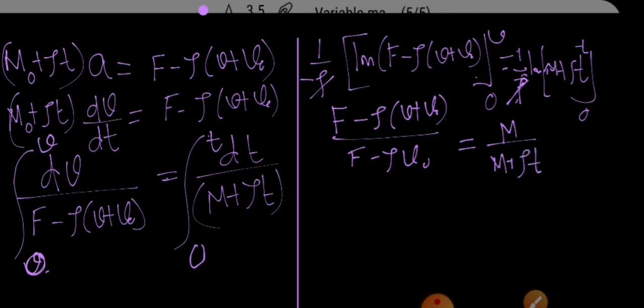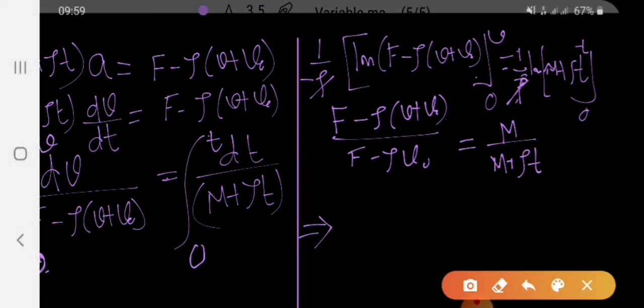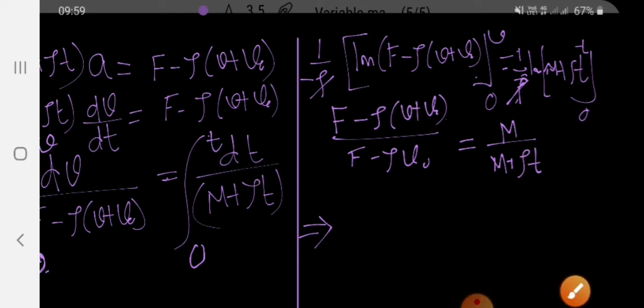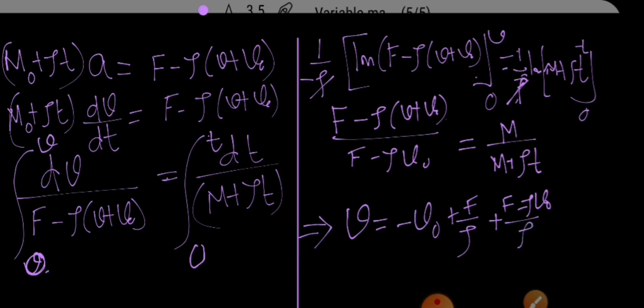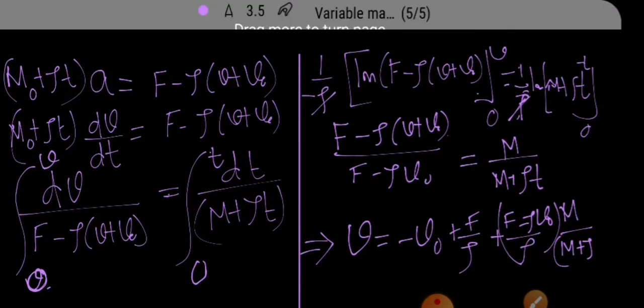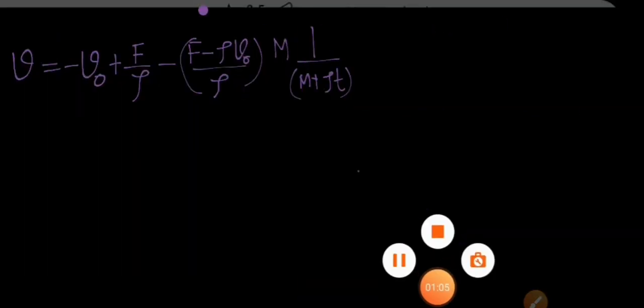And if I substitute and simplify, I can get v as a function of t, and I'll write the equation. It will be v equals minus v naught plus f by rho plus (f minus rho v naught) by rho, into M by (M plus rho t). These are the equations we will have. We'll go to the next page and check.